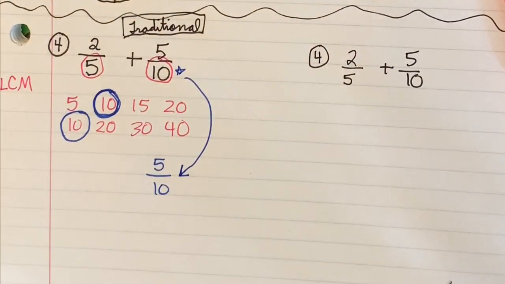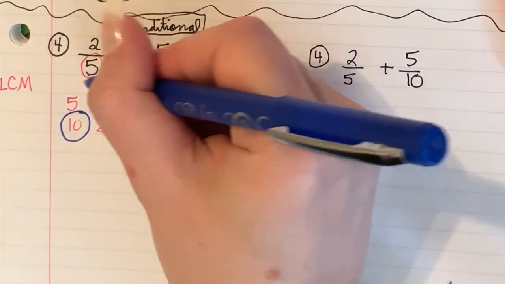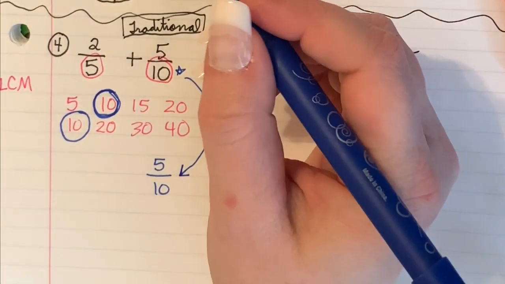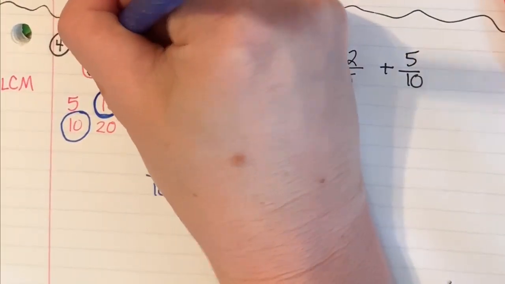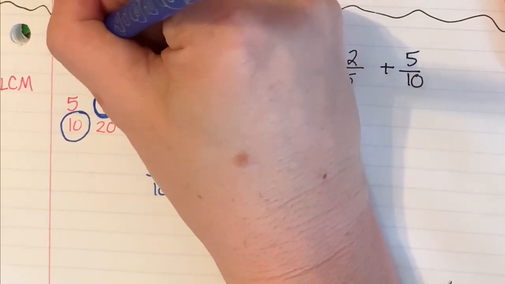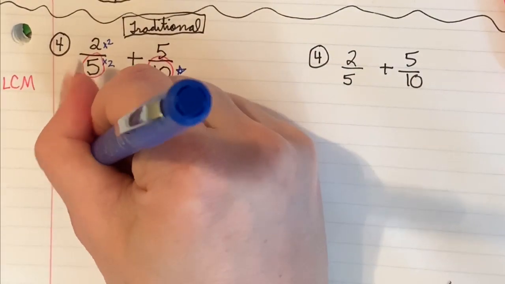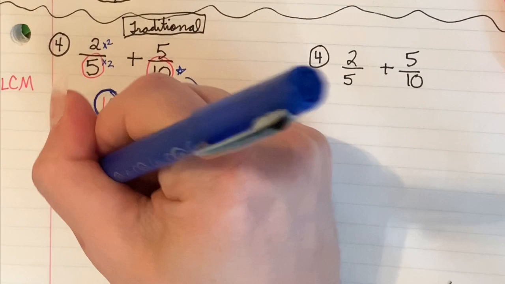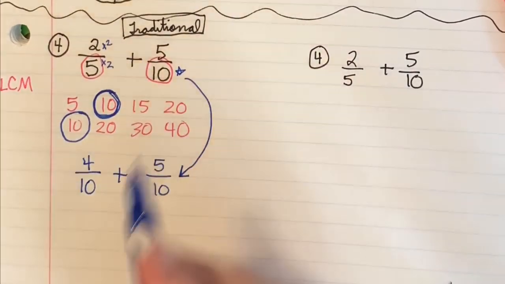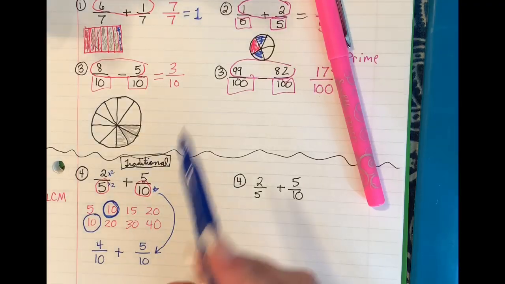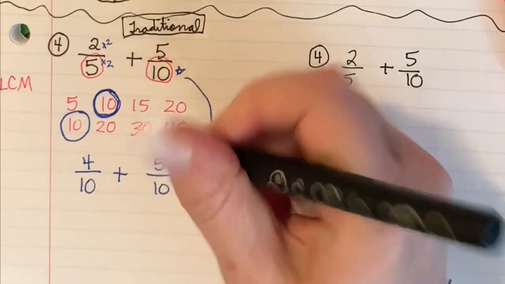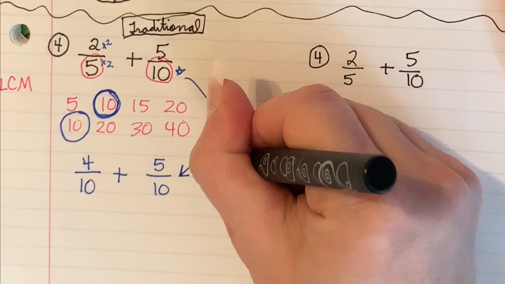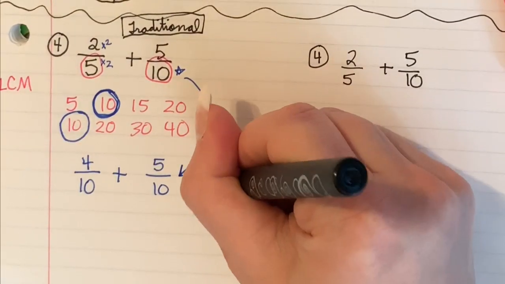Now this one. What can I do to make this denominator a 10? And that is multiply the top by 2 and the bottom by 2. 2 times 2 is 4. 5 times 2 is 10. So now they have the same denominator and we can add like we did earlier with those problems. What is 4 plus 5? 9. Keep the denominator the same.